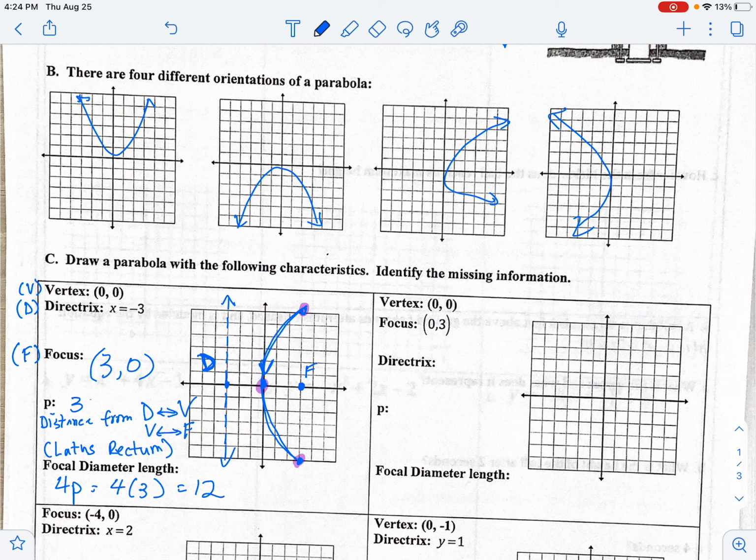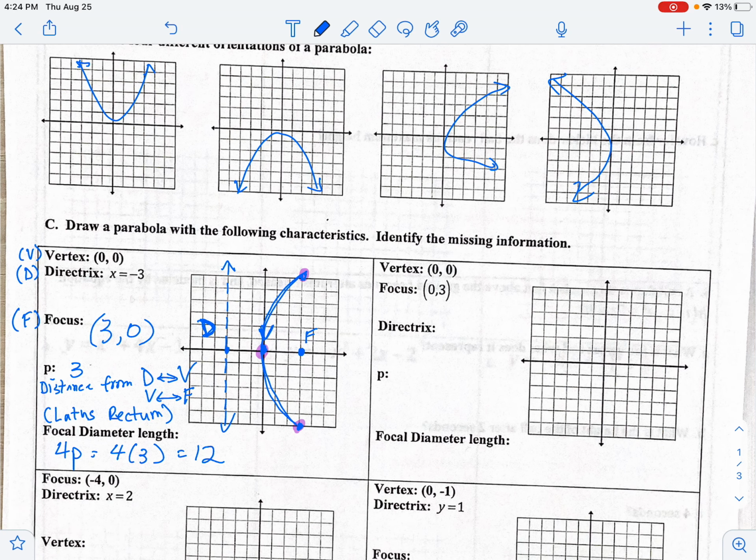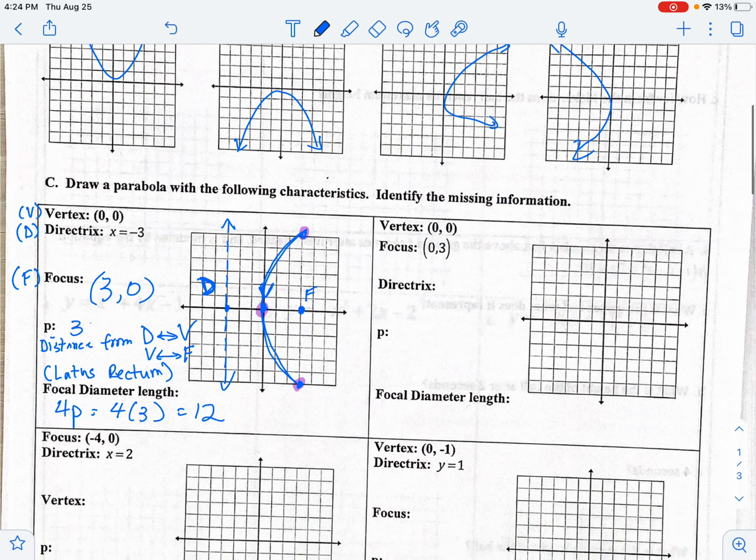Okay, let's do another example to try to focus in on some of these details. So again, vertex is 0, 0. So I'm going to plot that. Focus is 0, 3. Now this time they gave us focus. So focus at 0, 3, which is up here. I'm going to label that as my F for focus, V for vertex, and I want my directrix.